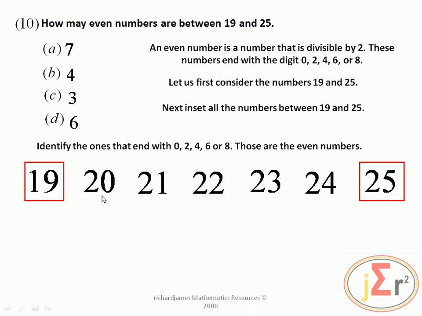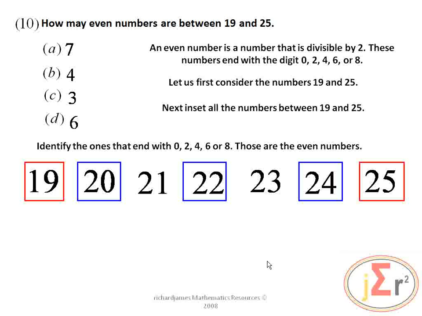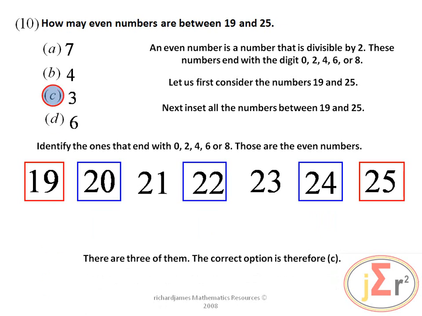So this one is ending with a 0, so it's even. This one is even, and that one is even. How many of them? Jerry, look again. Pay special attention, else we'll count them and you will not see what happens. Okay, so we have 3 of them. The correct answer is therefore option C.